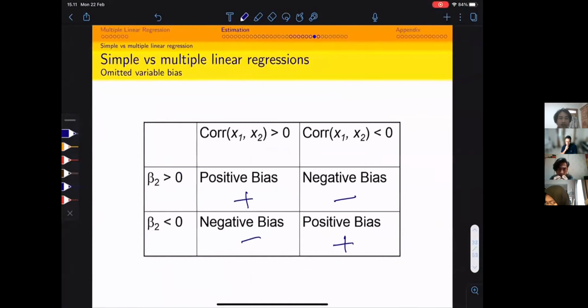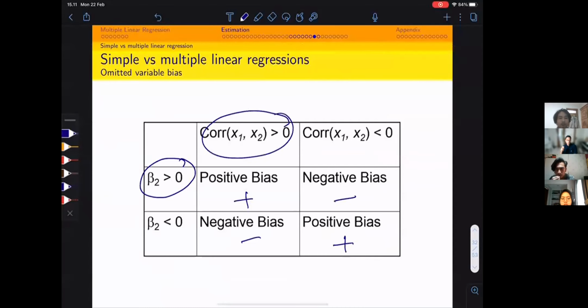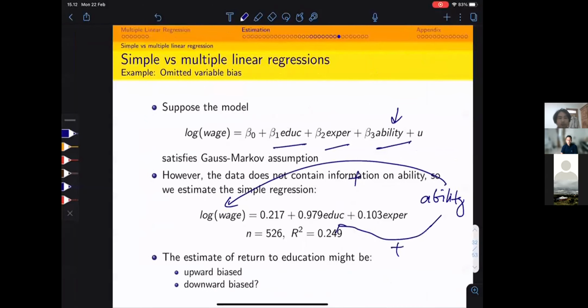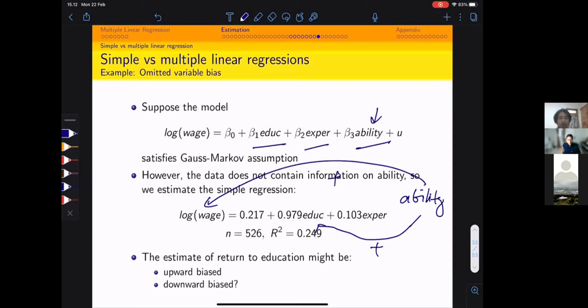Okay, so let's go back to this previous graph. If the effect of the omitted variable is positive and the correlation between the omitted variable and the explanatory variable of interest is positive, what do you get? Do you get a positive bias or a negative bias? Positive bias. Good. So what does it mean to get a positive bias? It means that the estimated coefficient of 0.979 is actually higher than the true effect of education. So the true effect of education could be lower than 0.979. That's the idea of upward bias, and it's actually empirically interesting to observe.